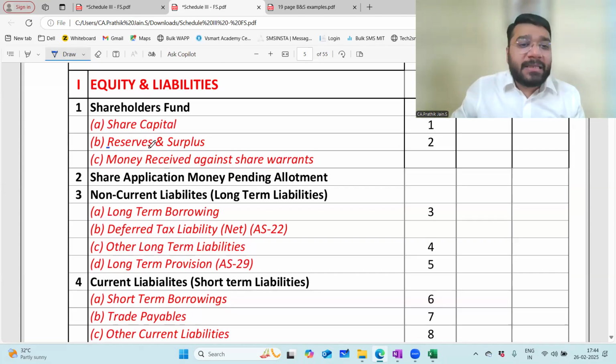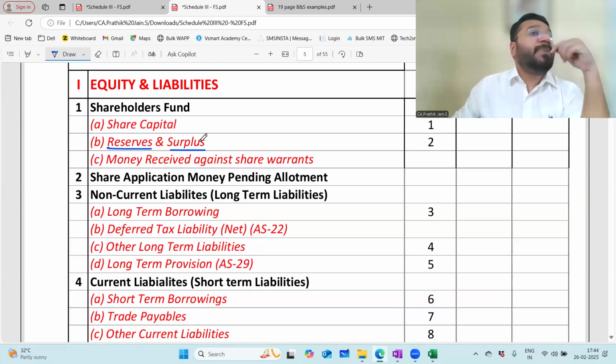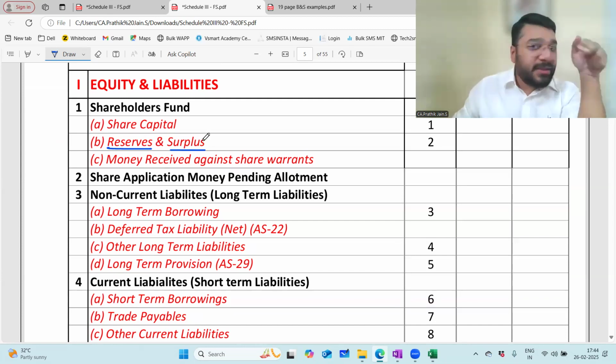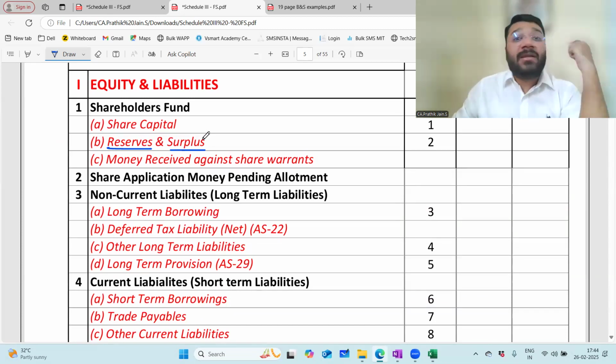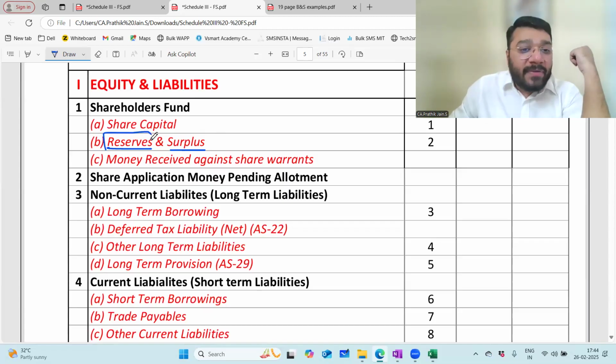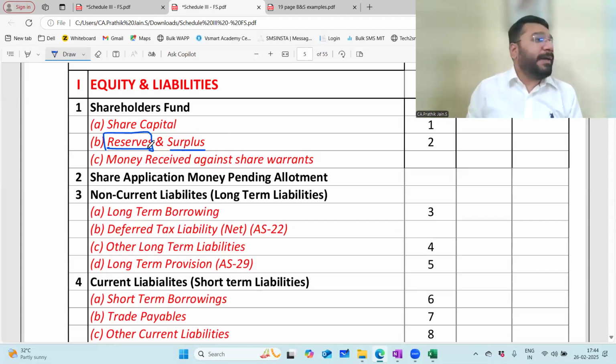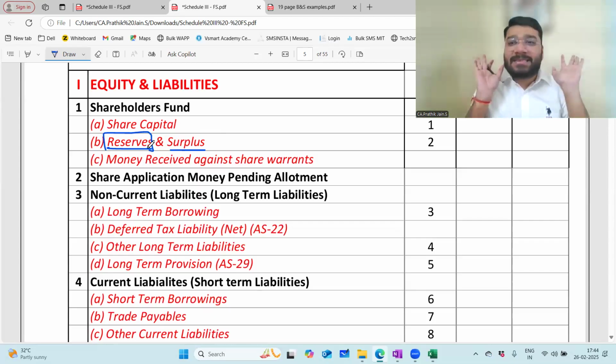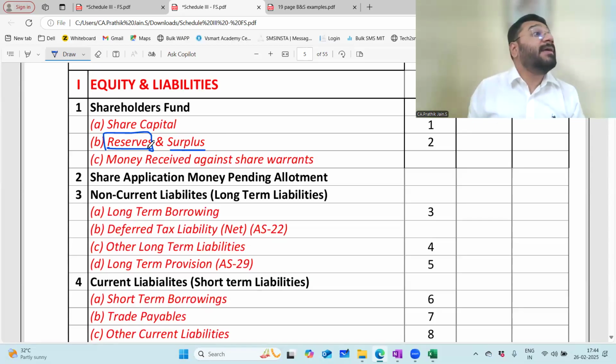Next comes what? Reserves and surplus. People think reserves and surplus both are same. Are these both same? Then if you say different, then you tell me what is the difference between reserves and surplus? Reserve, if I have to tell in layman language, local language, reserve is nothing but savings. Reserves is nothing but savings. What is surplus? Accumulated profit.